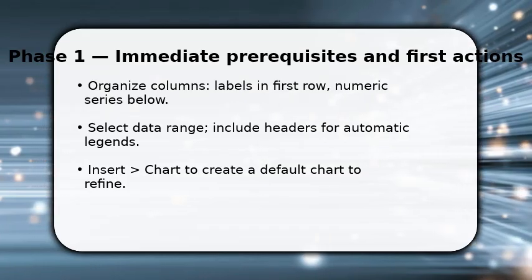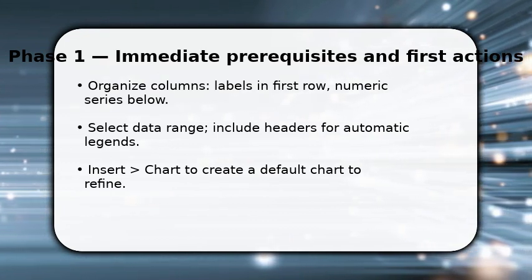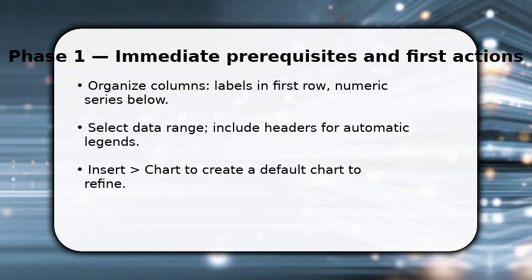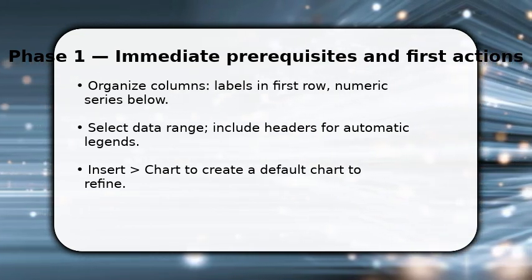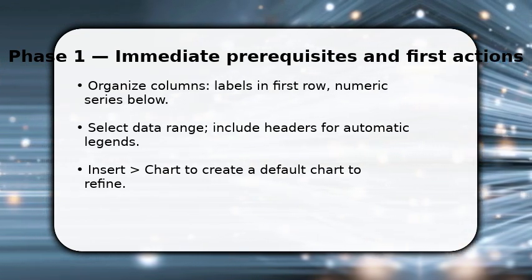You begin by preparing clean, contiguous data, labels at top and numbers below so Google Sheets recognizes series. Once your range is ready, select it, include headers to auto-generate legend names. Click Insert, then Chart to drop in a default visualization.